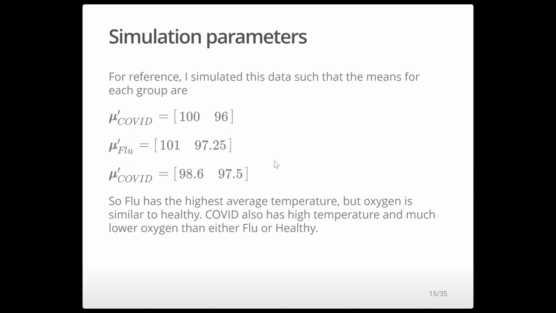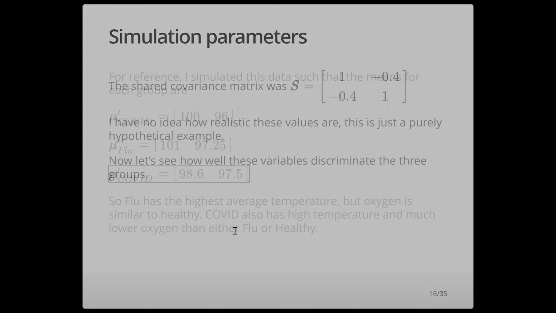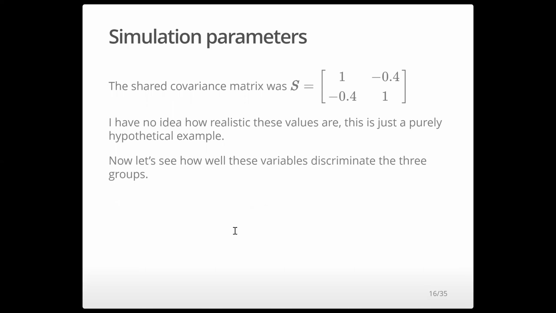When I fix these up, this should be the mean vector for healthy: 98.6 and 97.5. So flu has the highest temperature, but it has a similar amount of oxygen to people who are healthy. COVID has a high temperature and much lower oxygen. So those are the parameters that we're simulating our data from, and we're going to see if we can use this to differentiate between our groups in our simulated data.